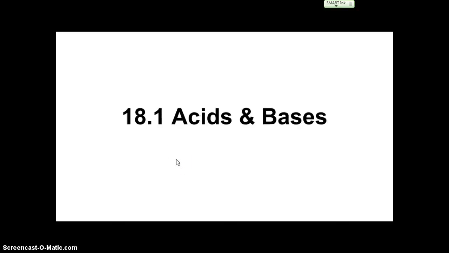Chapter 18 starts looking at acids and bases. And acids and bases have a lot in common with the stuff we've looked at in chapters 16 and 17 as far as reaction rate and equilibrium.